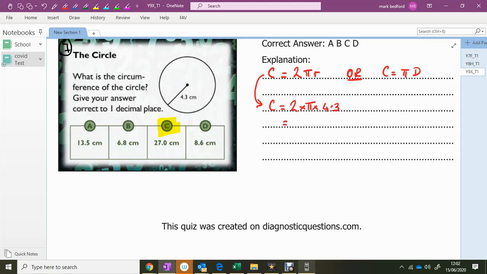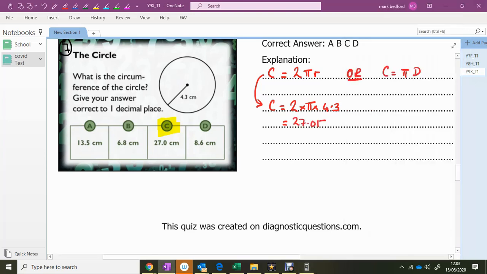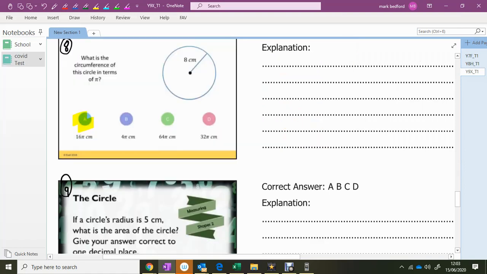Type that in on a calculator. Change that to a decimal. 27.017. Some extra digits came after that, but we want to round that to 1 decimal place, which is answer C.